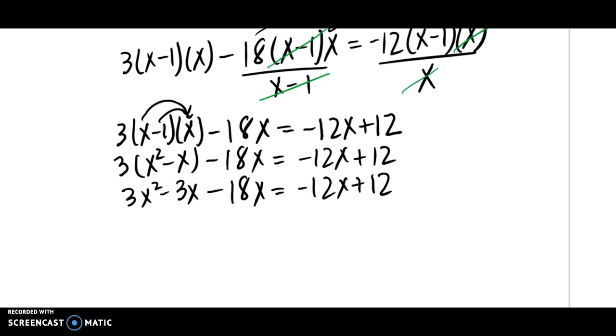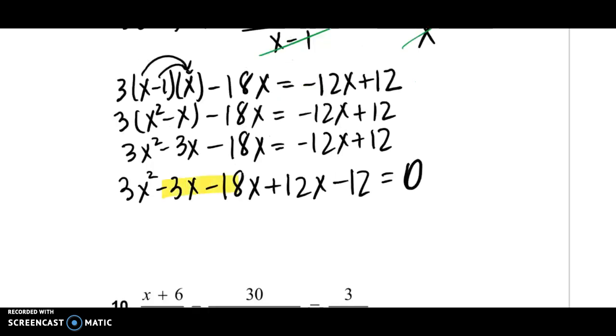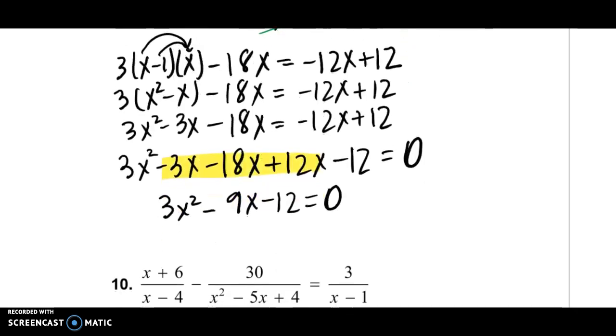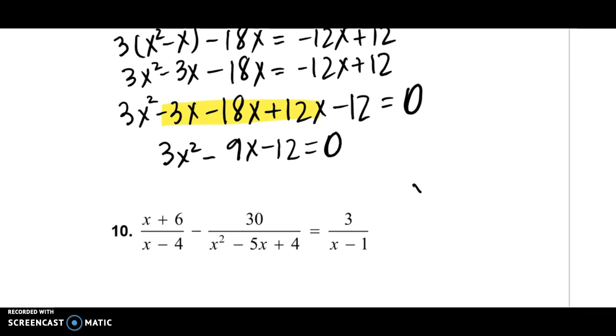Now we're going to start moving stuff around. So let's move this side that way. Once we've moved everything, we can combine like terms. Once again, if you put this in the calculator and look for the zeros, you're going to get x equals -4 and x equals -1.